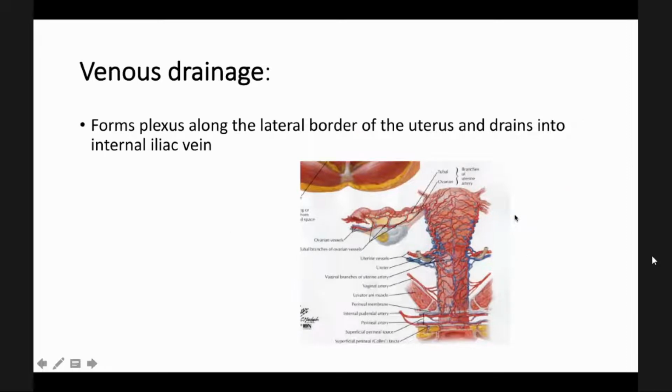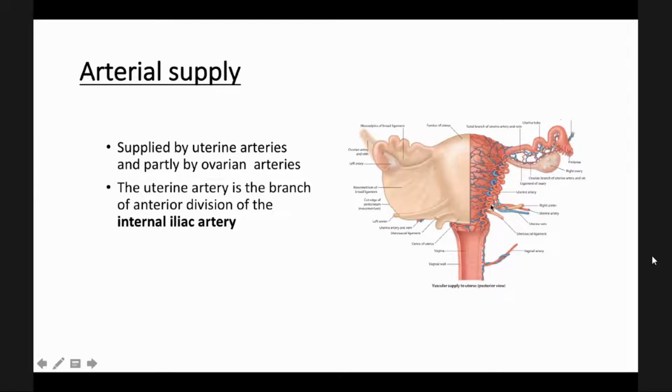Now next is the venous drainage. Venous drainage, I think I have told you the course. It arises from here, then it follows a tortuous course. Why is there a tortuous course over here? Anyone? The uterine arteries are tortuous. Because during pregnancy the uterus gets enlarged, so the artery also gets the chance to enlarge.